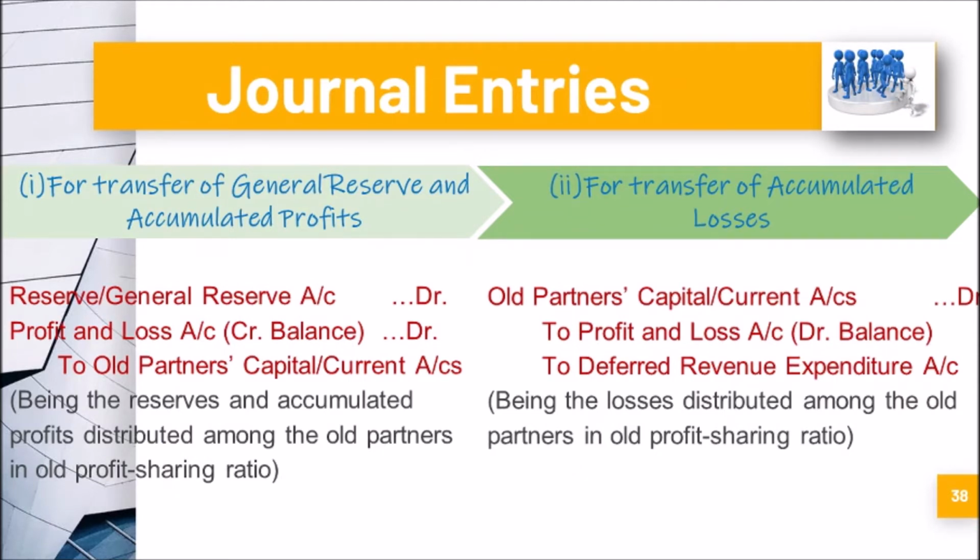General reserve account debit, profit and loss account debit, credit balance, to old partners' capital or current account, being the reserves and accumulated profit distributed among the old partners in old profit sharing ratio.